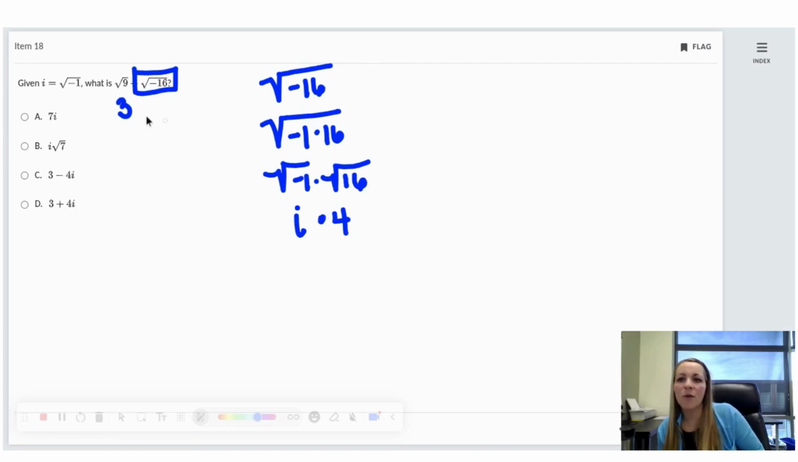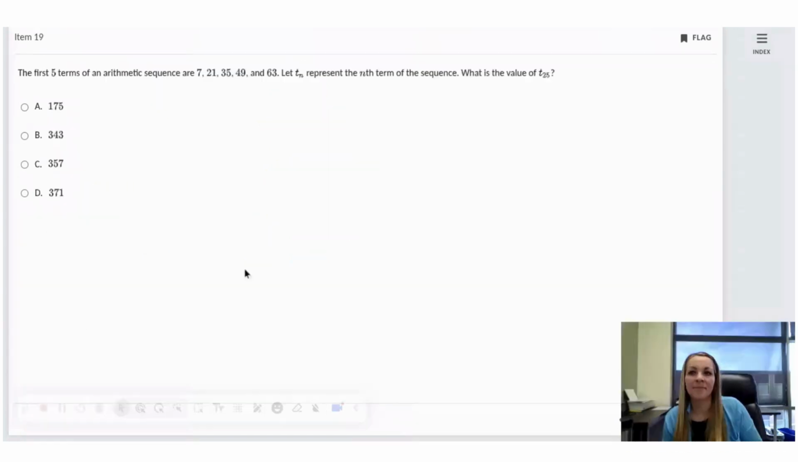So what do we have? We have 3, I'm going to bring that down here, plus i times 4. That's the same thing as 4 times i. I'm going to match my answer choice over here. That is answer choice D.